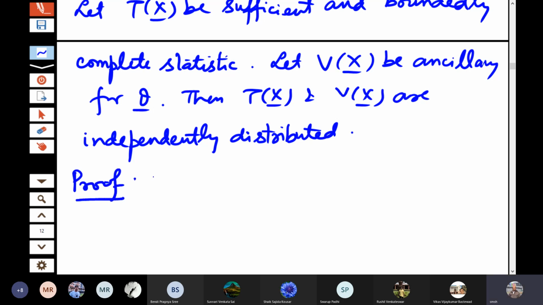So basically what we are saying is that ancillary statistics are independently distributed of complete sufficient statistics. Here I have stated the result for boundedly complete, but since complete statistics are also boundedly complete, therefore the result will be true for them also.